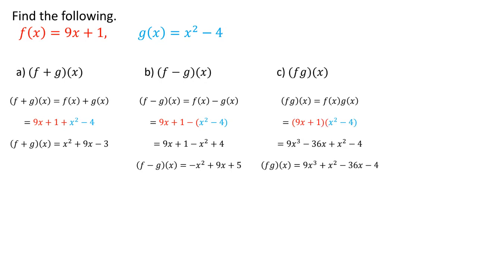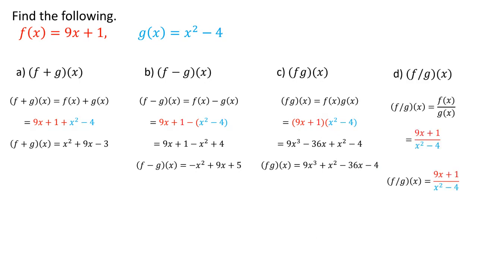And we can also multiply, so f times g of x is defined as f of x times g of x. So we have 9x plus 1 times x squared minus 4. So we're going to multiply these two parentheses. So we get 9x times x squared is 9x cubed. 9x times -4 is -36x. 1 times x squared is x squared. And 1 times -4 is -4. Combine your like terms. So we end up with 9x cubed plus x squared minus 36x minus 4.